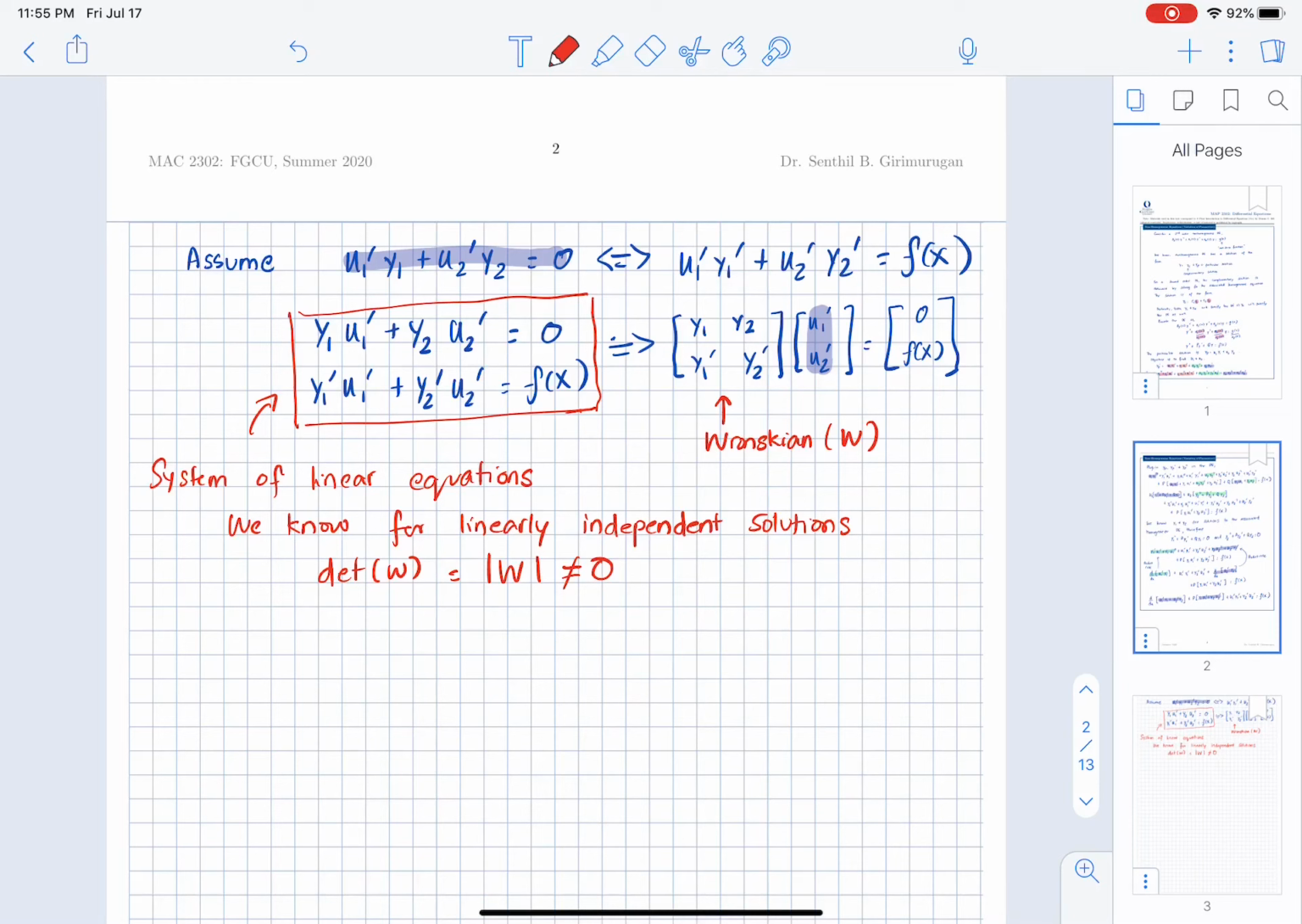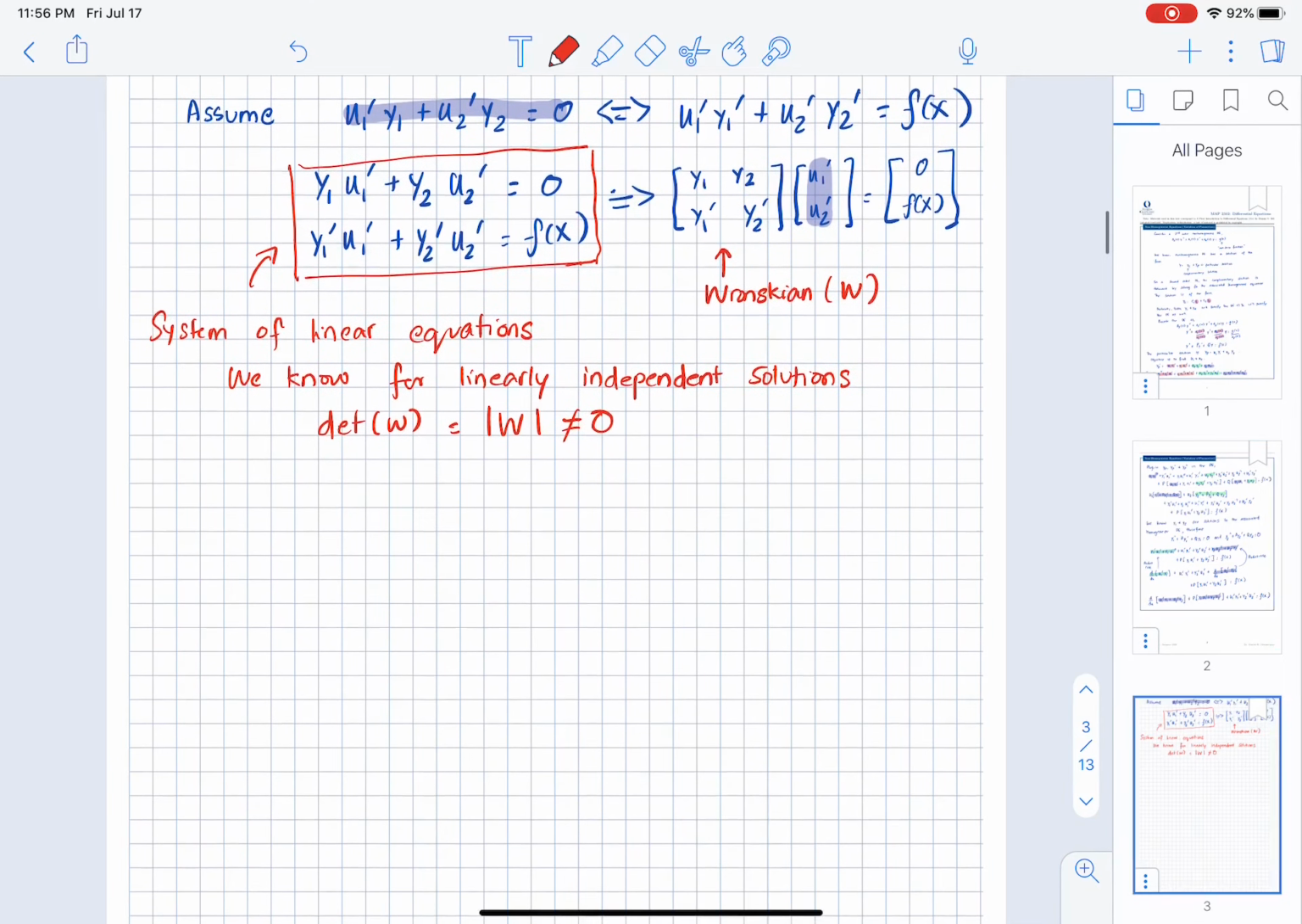And clearly, the solutions y1 and y2 are linearly independent. But in every single method that we've seen, we made sure that the solutions to the homogeneous equation are linearly independent. So since the determinant is never going to be 0 in our case, we can use a different technique, computationally expensive, to find the solutions u1 prime and u2 prime.